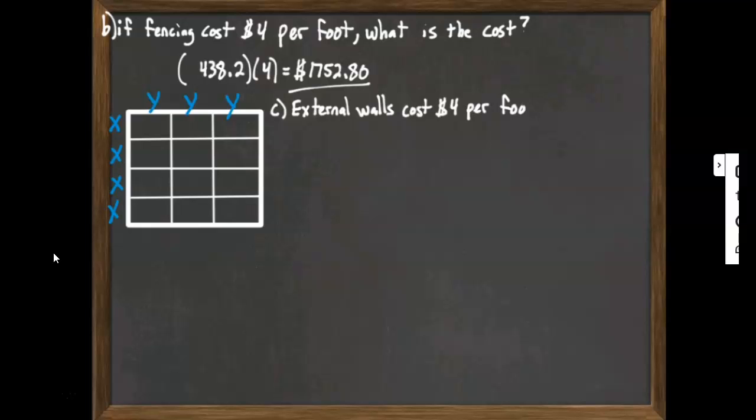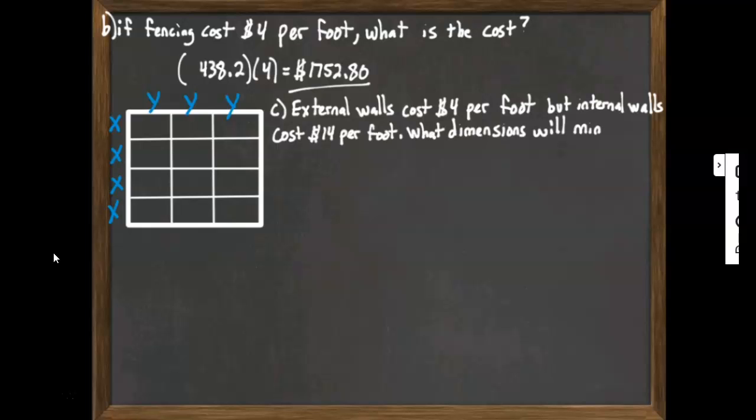So here's the situation. The external walls will cost $4 per foot, but the internal walls have to be more expensive, because perhaps we have some wild animals that we're putting in these fenced-in areas, and we want to make sure that they're strong enough so the animals can't attack each other, hurt each other, and whatnot. So they cost a whole lot more. So our question is, what dimensions will minimize the cost now?